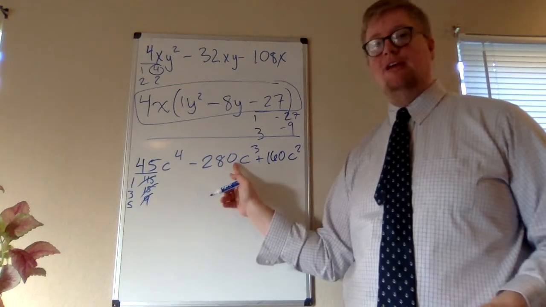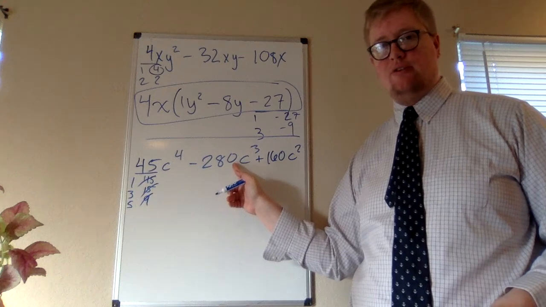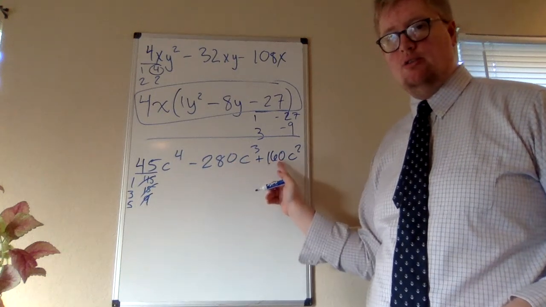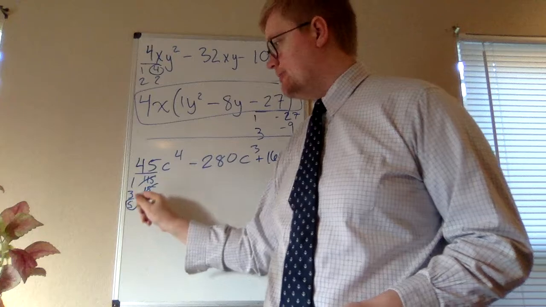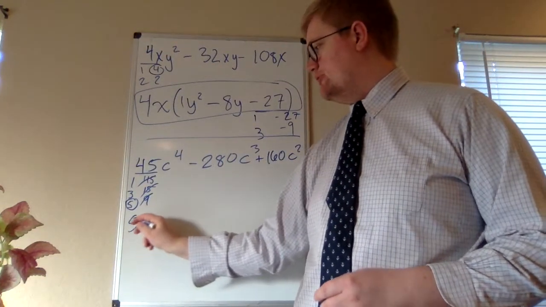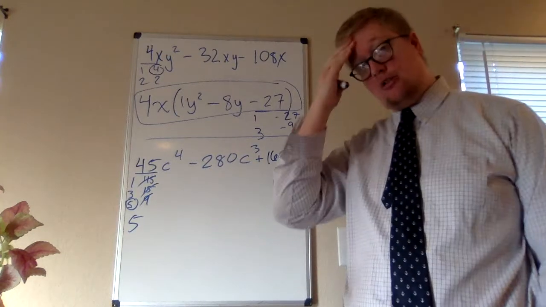5, well, any number that ends in 0 is going to have 5 as a factor, so 5 works, and it works for this one as well, so my greatest common factor is going to be 5 for the numbers. So I'm going to pull a 5 out. You then look at your variables.